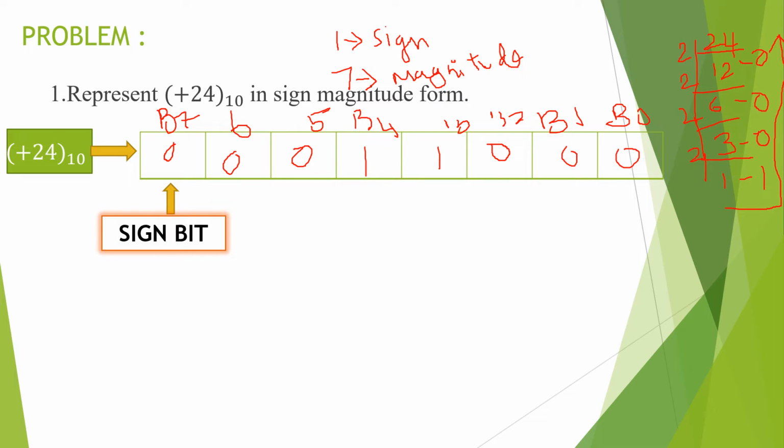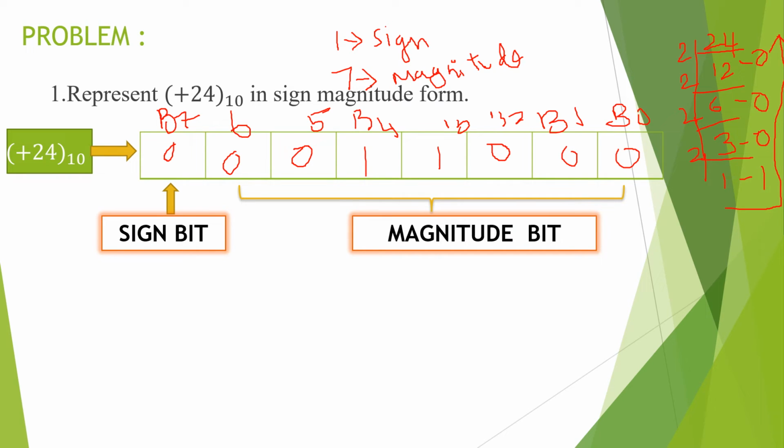Okay, so B7 is going to represent your sign bit. Since it is plus 24, a positive number, your B7 will be 0, and the remaining bits from B0 to B6 will be called magnitude bits. So this is the way you have to represent the given fixed point number, that is your signed number, in sign magnitude form.